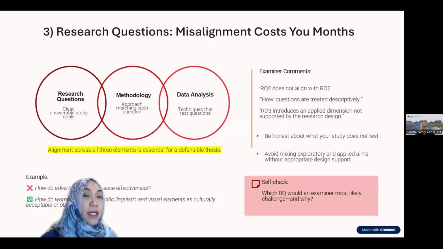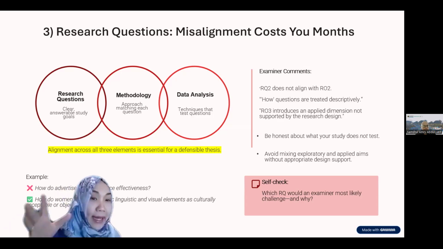RQs, the how questions. When you have how questions in your RQs, you're treating it descriptively. So why does this hurt? It's why examiners get really angry if your how questions are being answered descriptively, because it shows conceptual confusion.